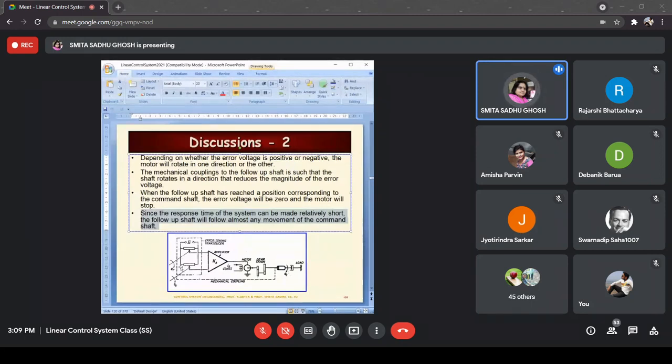So if the response time is short enough, and if theta r is gradually changed, theta c will try to follow it as precisely as possible. Of course, the design of the system has to be done, as I told you, we will also be looking into that, but not at this point.